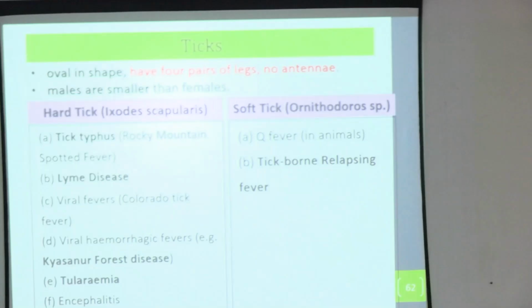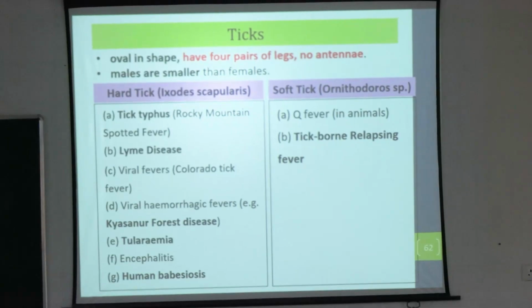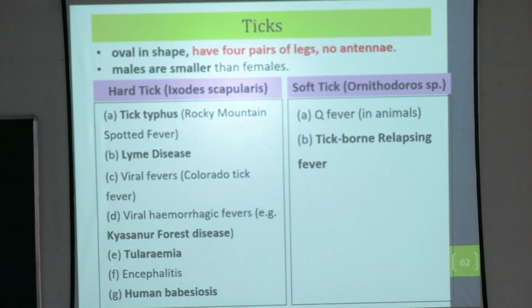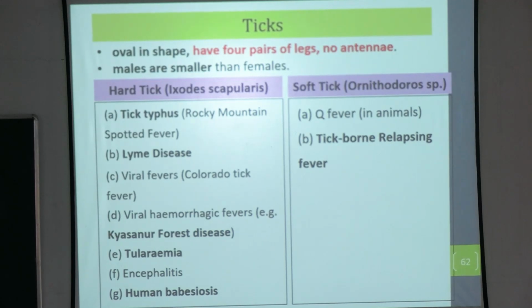Okay, finally we have ticks. Ticks do not look like any fly or mosquito. But ticks can cause very dangerous diseases in humans, and it is a very important problem in India. So we are studying ticks separately. They are oval in shape, have 4 pairs of legs and no antenna. Males are smaller in size than females.